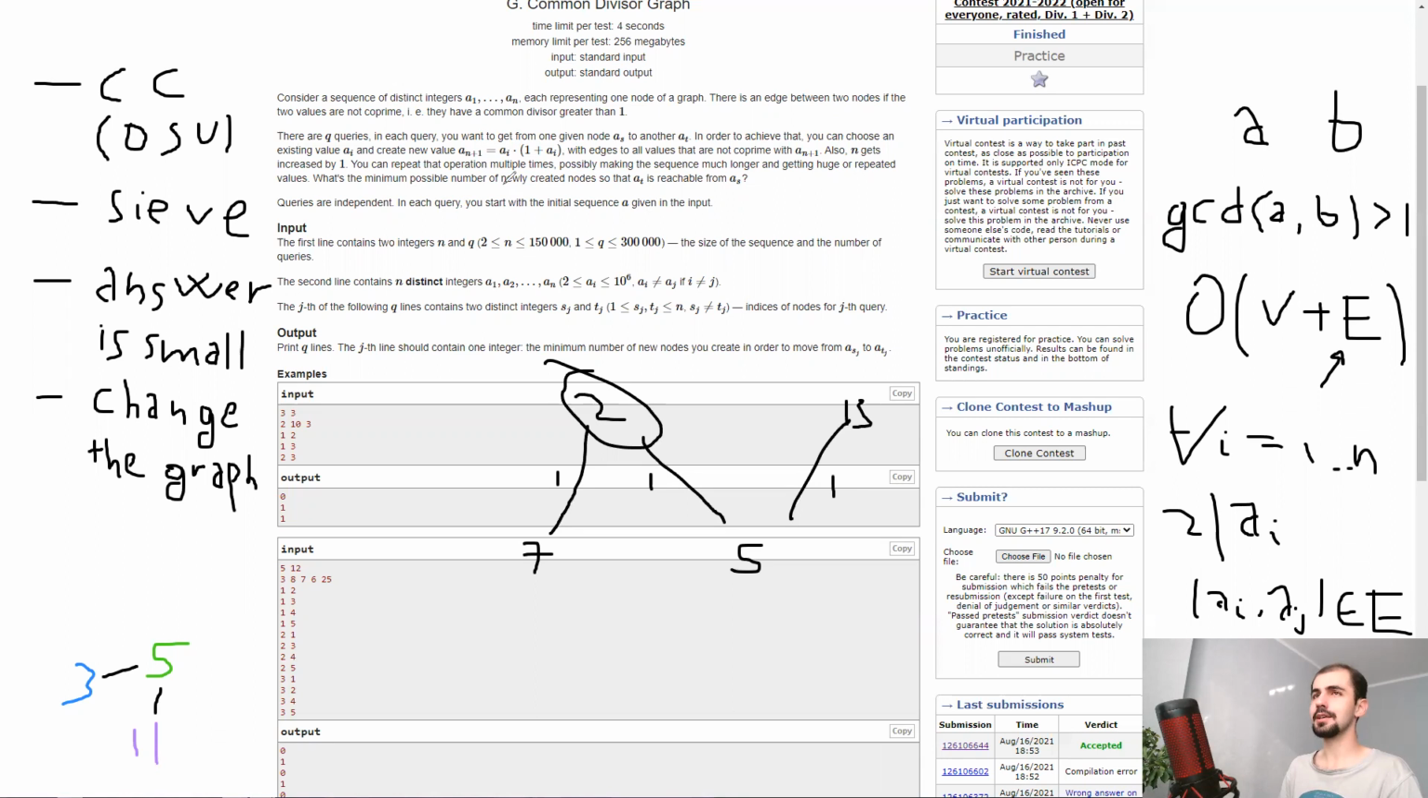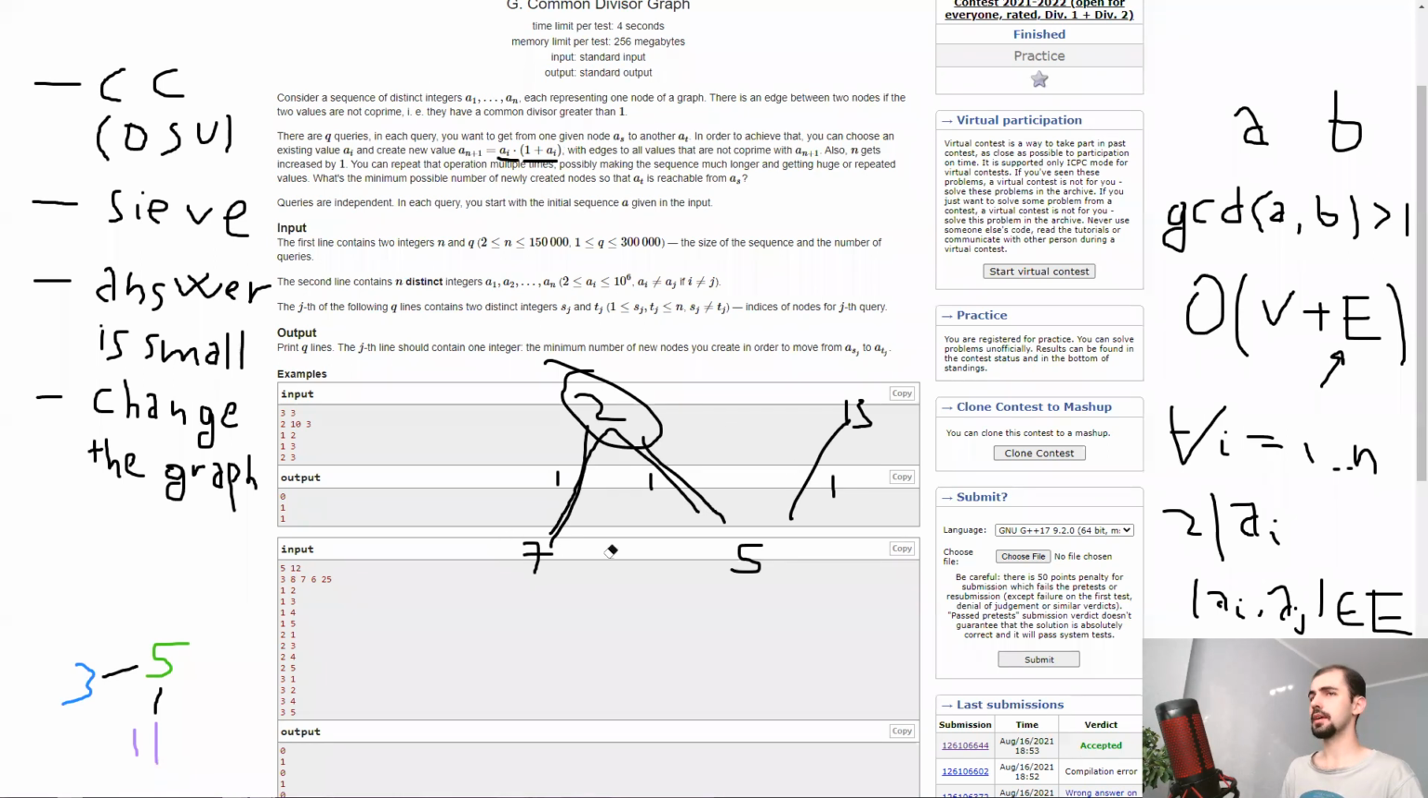Because if AI is even, then it's already connected to 2. If AI is even, then all prime divisors of AI are already connected to 2. If AI is odd, then AI plus 1 is even, and at the cost of 1 you can connect them. So in this way you get that the answer is always at most 2 if you go through 2.